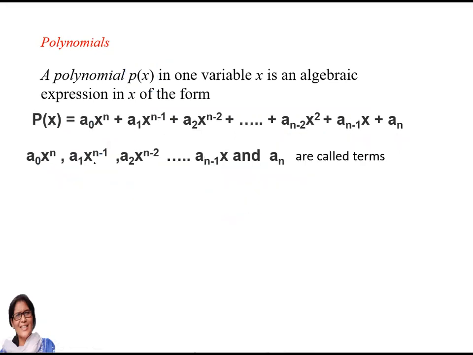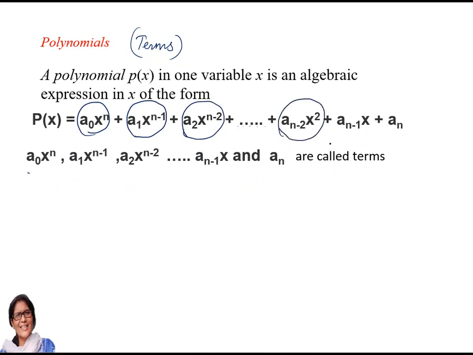Next I'm coming to the terms of a polynomial. What are the terms of a polynomial? The polynomial p(x) in one variable x is an algebraic expression in this form. This a0 x to the n is one term of this polynomial. This is another term, this is another term, third term, and so on. There are so many terms in between. I cannot show all the terms, but we can write them as given. So this is the last term. So these are called the terms.